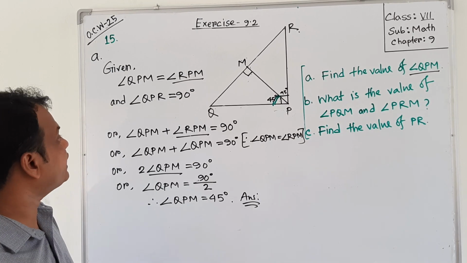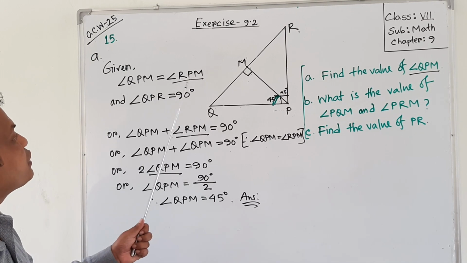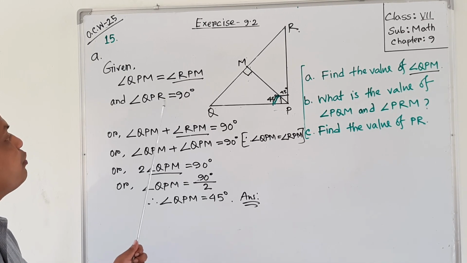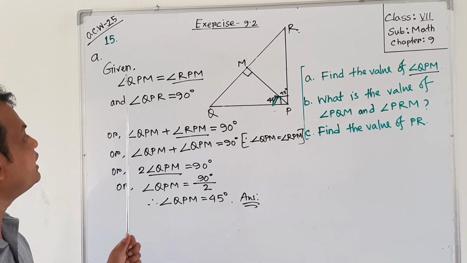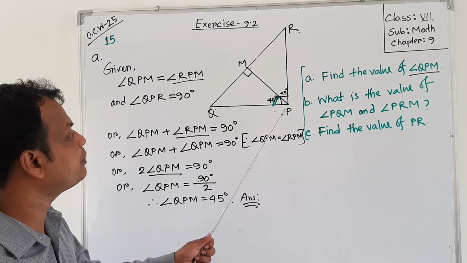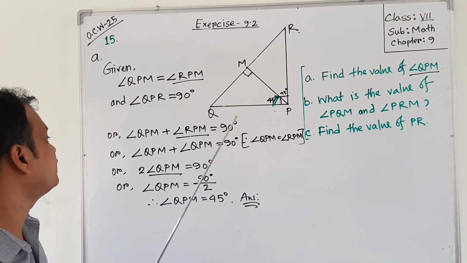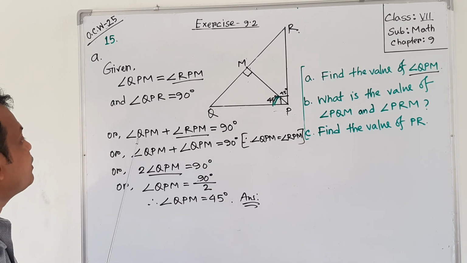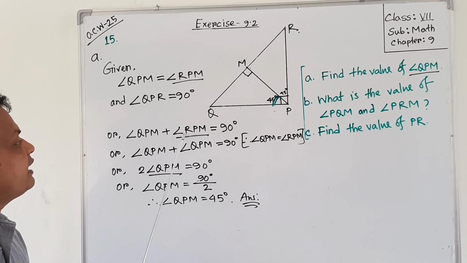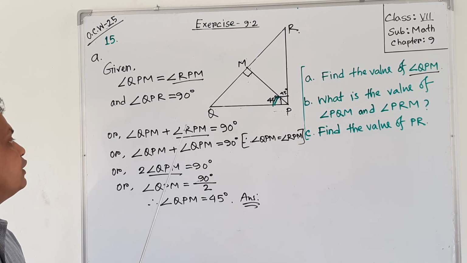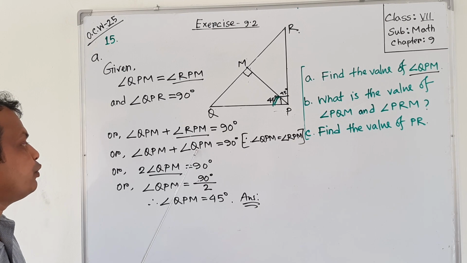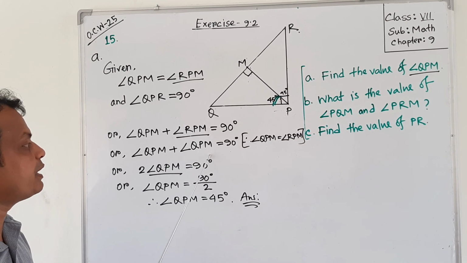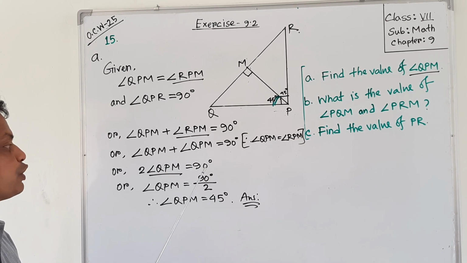I repeat question A. These are the given information, and angle QPR equals 90 degree is another given information. From the given information, you have to find the value of angle QPM. Angle QPR is the sum of two angles, angle QPM plus angle RPM equals 90 degree. Instead of angle RPM, we put the value QPM, so angle QPM plus angle QPM is 2 angle QPM equals 90 degree.